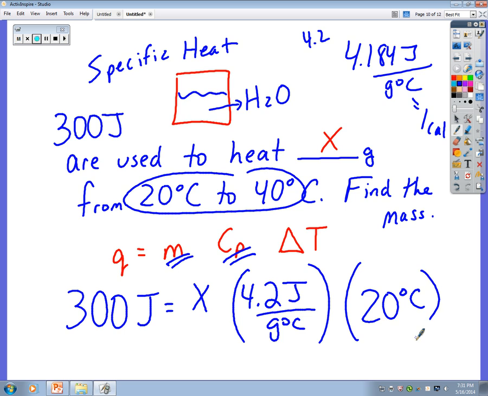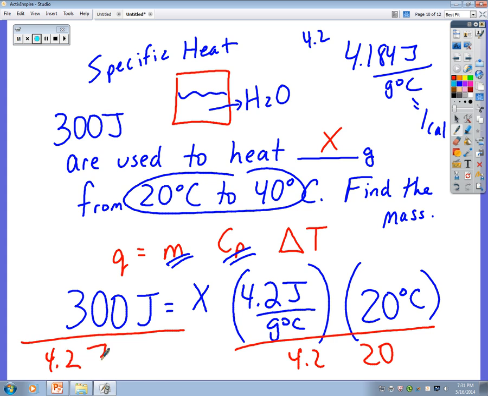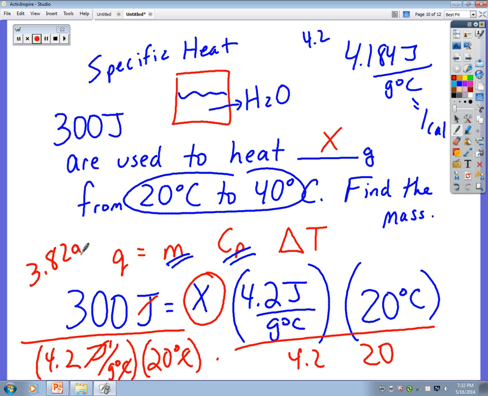So if you look at this, I'm going to go ahead and solve. How do you solve? You divide both sides by 4.2 and 20. I'm going to write the units in here so you can see. Remember, this isn't gas law, so I don't change it. The only time I change Celsius is when I have gas laws. What's going on? So, joules cancel, Celsius cancels, and I have 1 over grams on the bottom, which is what this is when it works out math-wise. So if I do my math and divide, I'm going to get 3.82 grams.